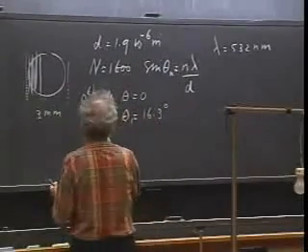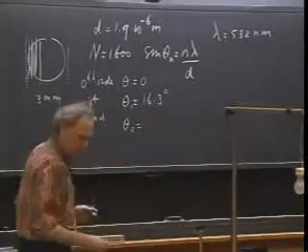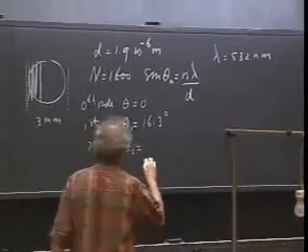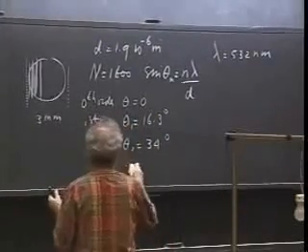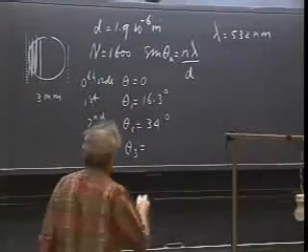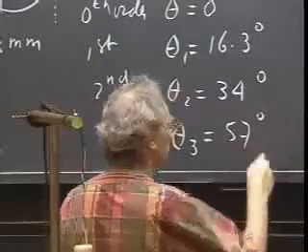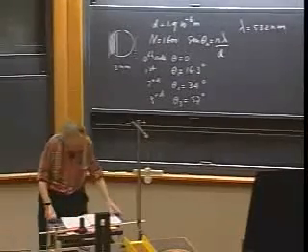And then I can go to the second order, theta 2, for that color. It's different for different colors. And I find 34 degrees. And I can go to the third order, and I find theta 3 is then 57 degrees. And there is no fourth order. That would make the sine of theta larger than 1. So there are only zero order, and then there are first, second, and third order.